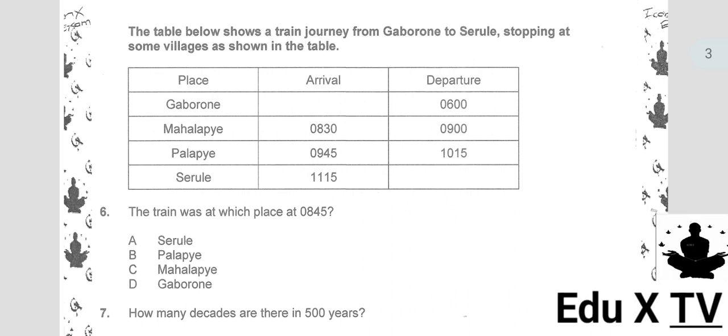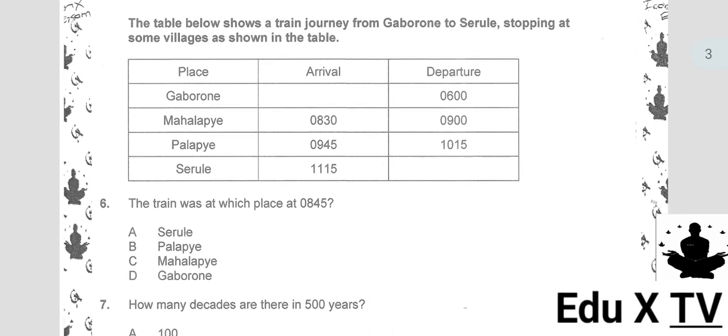Number 6. The train was at which place at 9:45? The answer is C. Number 7. How many decades are there in 500 years? The answer is B. Number 8. Which of the following expressions has the same value as 2 plus open brackets 3 plus 4 close brackets? The answer is D.